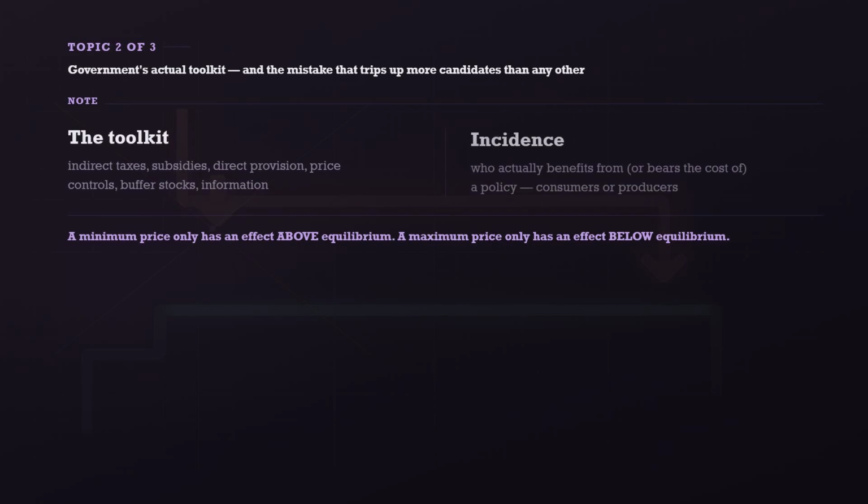Once government decides to intervene, it has a genuine toolkit: taxes, subsidies, direct provision, price controls, buffer stocks, and simply providing information. And one confusion here trips up candidates more than any other single mistake in this entire topic.